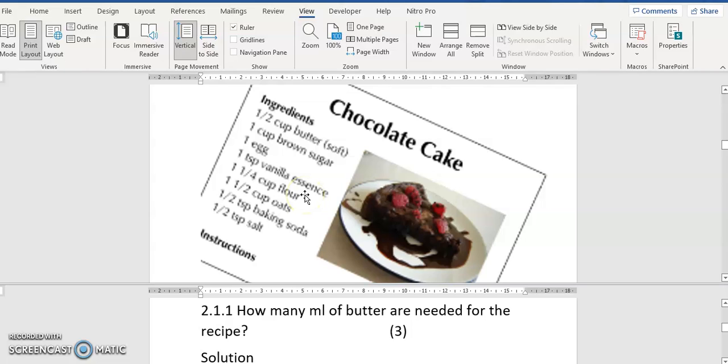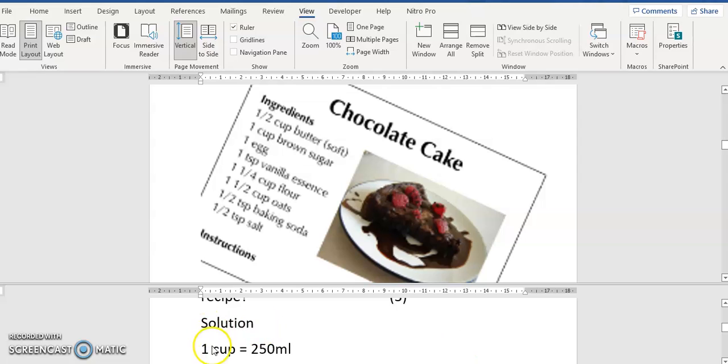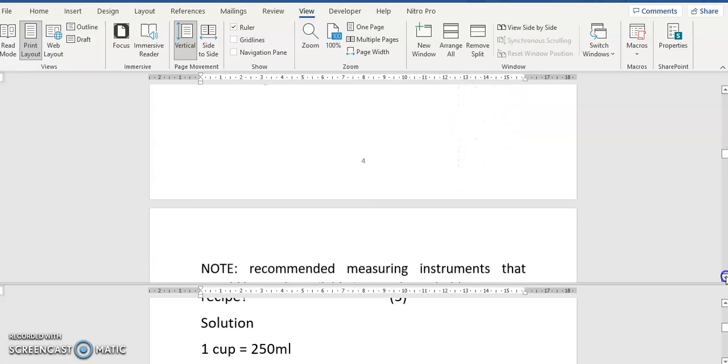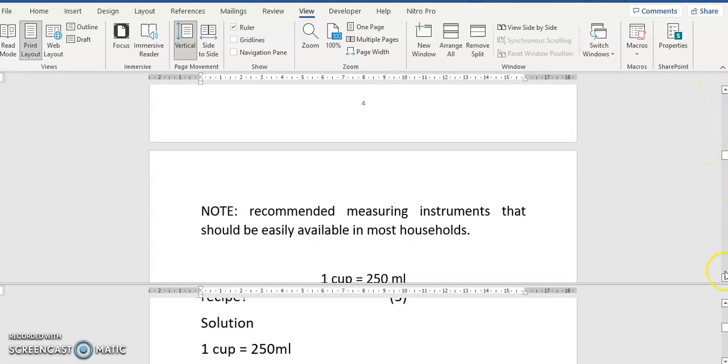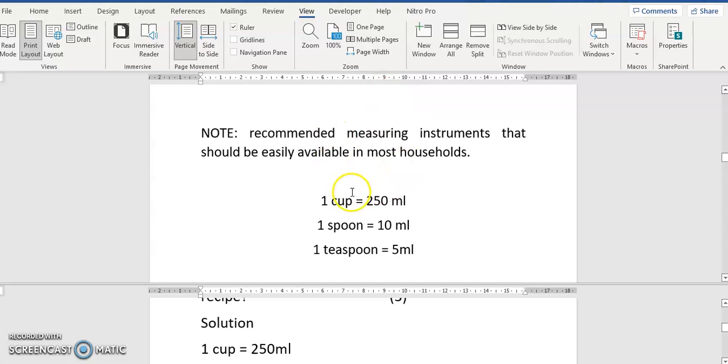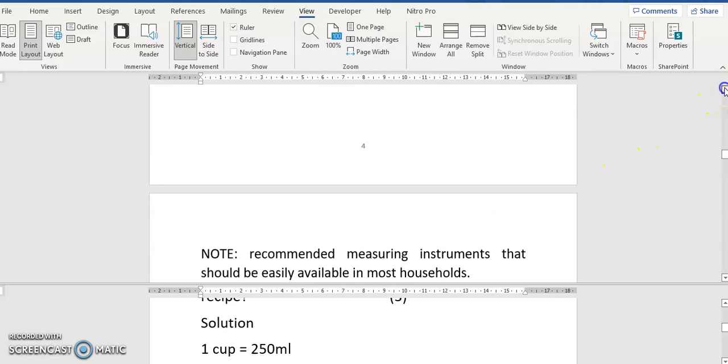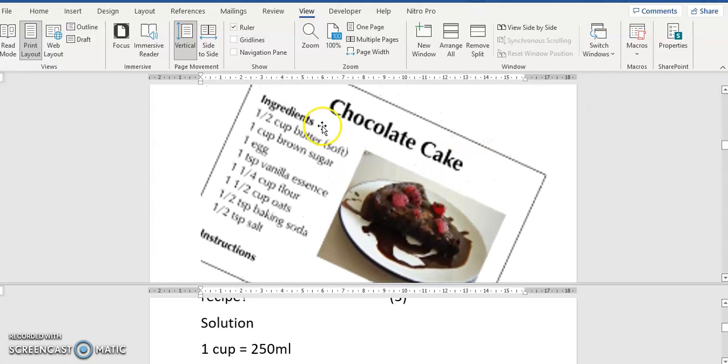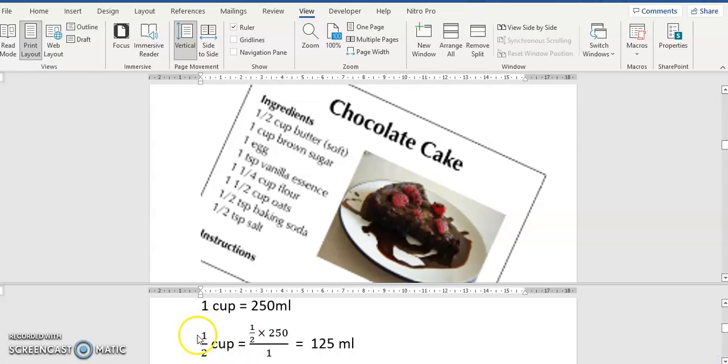Okay, now we want how many milliliters of butter are needed for the recipe. So what we are going to do, we know that 1 cup is equal to 250 milliliters, from the instrument I showed you. All right. Where did we pick it? From the instrument, this instrument. These are the instruments. So 1 cup is equal to 250 milliliters. Why are we using cup? Because butter was measured in cup. All right, so now we have half cup of butter.